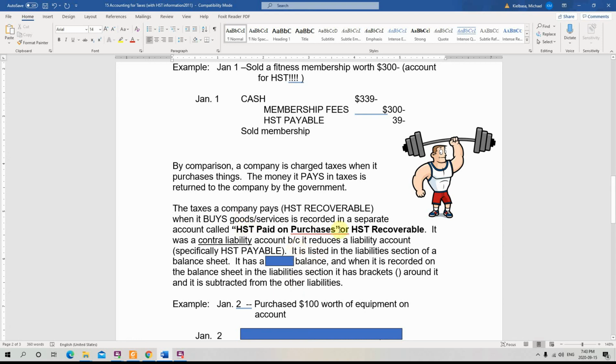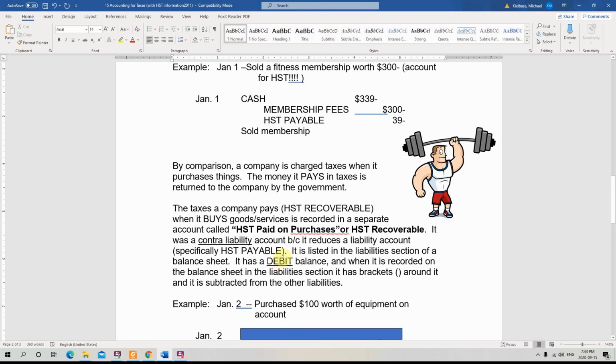Now, it's listed as a liability, but it has a debit balance. So HST paid on purchases, and that's the thing about contra accounts, they have a balance opposite of what they are contra to. So a contra liability has a debit balance because a liability has a credit balance. Now it's listed in the liability section of the balance sheet. Okay, and again, it has a debit balance.